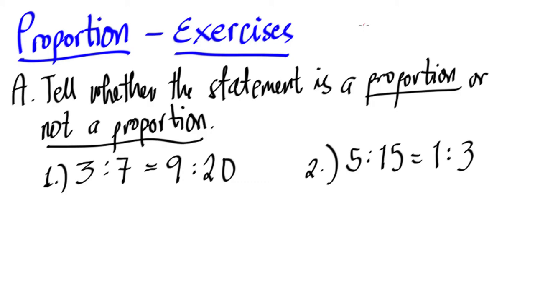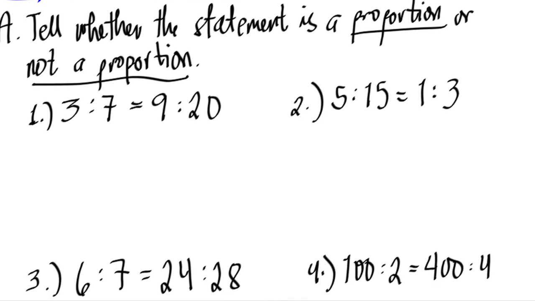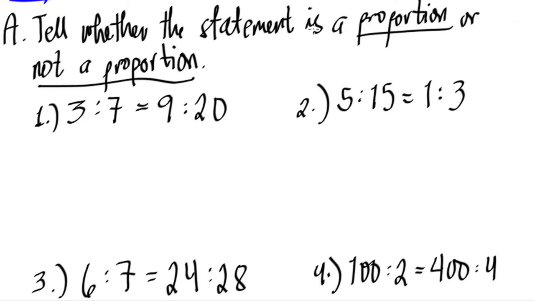Okay, so for instance, right now you can see two items here. Let me show you four items in that matter. So maybe you can pause the video right now. The directions: tell whether the statement is a proportion or not a proportion. Use the law of proportion, that is, the product of the means is equal to the product of the extremes. Okay, go.